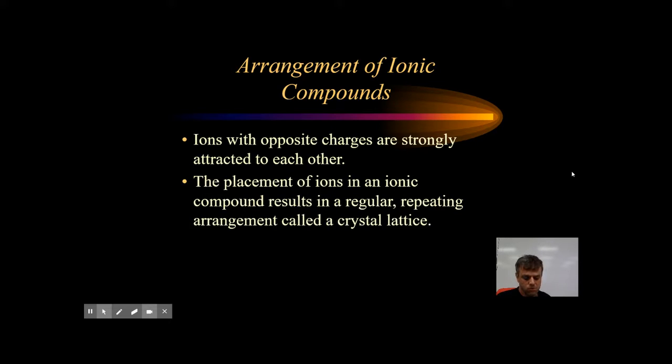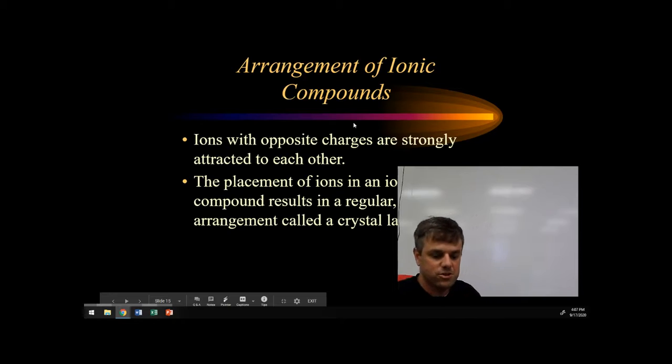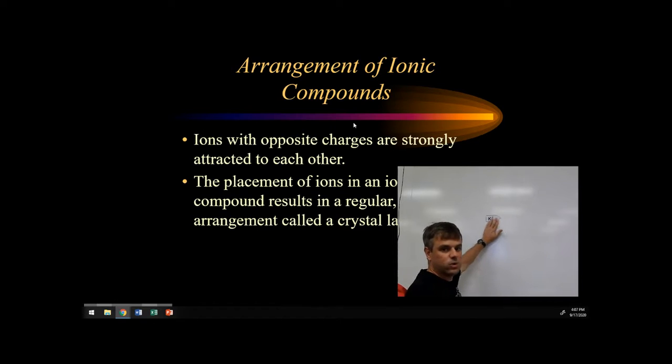Now, when you create a larger scale ionic compound, they are placed in this regular repeating arrangement that we call a crystal lattice. Let me show you how this works. If we take one potassium and one chloride, they're attracted to each other. Then if we have another potassium, another chloride, they're also attracted to each other. But if you bring them close to each other, this potassium is also attracted to that chlorine, and this potassium is attracted to that chlorine.